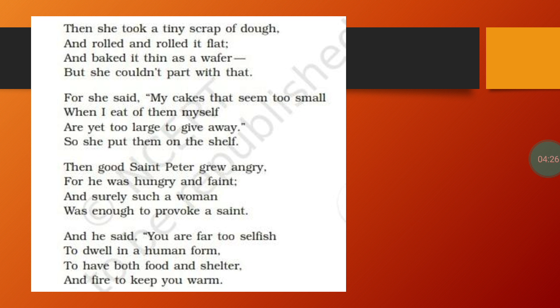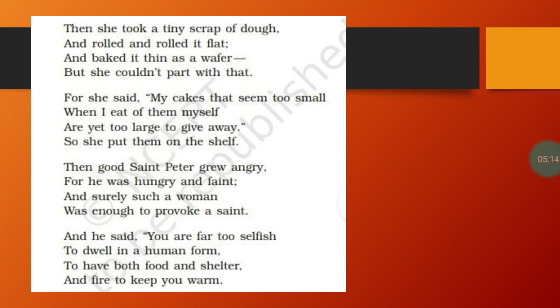Then good Saint Peter grew angry, for he was hungry and faint, and surely such a woman was enough to provoke a saint. So what's happening there, children? Then good saint grew angry. Saint Peter became very angry. What's the reason, children? Because he was very hungry, and at the same time he was feeling very weak. Okay, so the selfish old lady was not at all ready to give him even a small piece of cake. So this behavior of the greedy woman angered the saint. Okay, provoke means make someone angry.